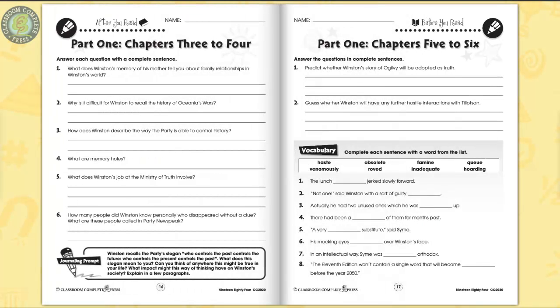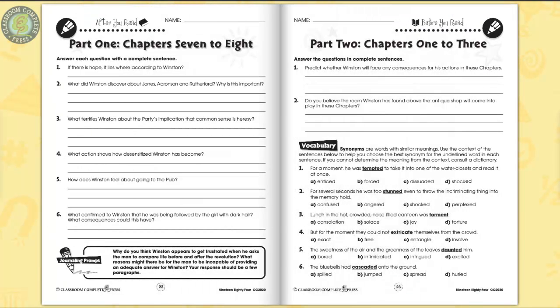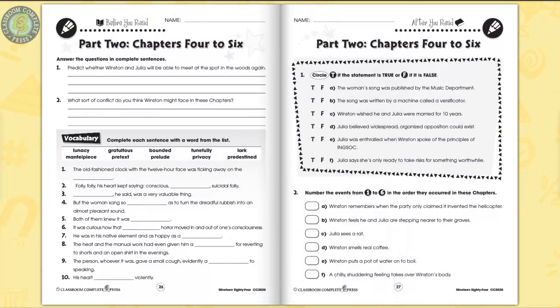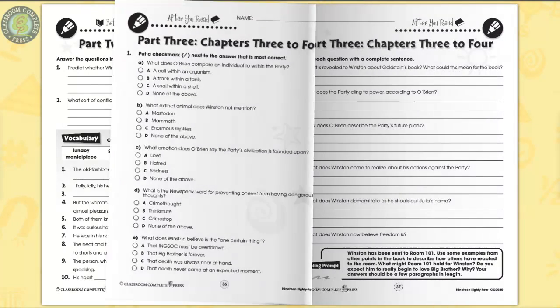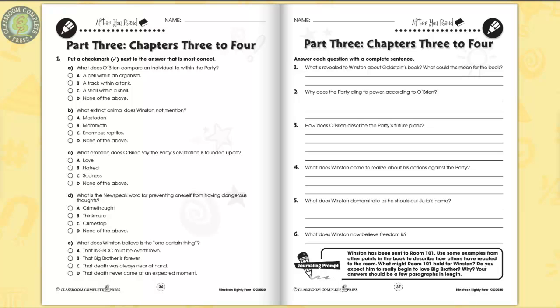Use what you know about Winston's memory of his mother to describe what family relationships are like in Oceania. Predict what will happen to Winston based on what you know of the world he lives in and the consequences of his actions. Identify statements about Winston and Julia's first meeting as true or false. Use what you have already read about Room 101 and predict how Winston will react to his experiences there.